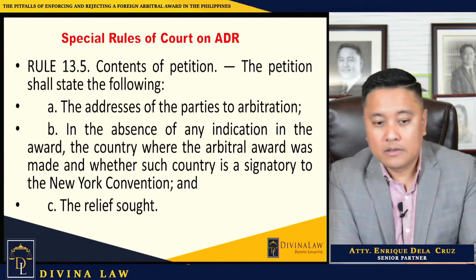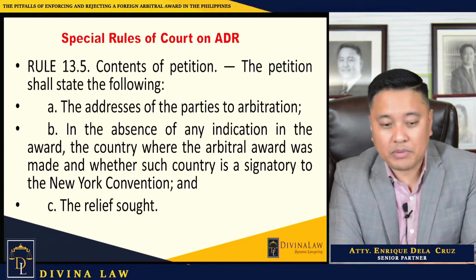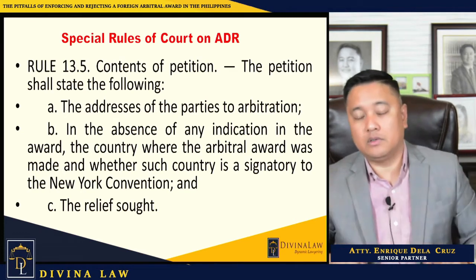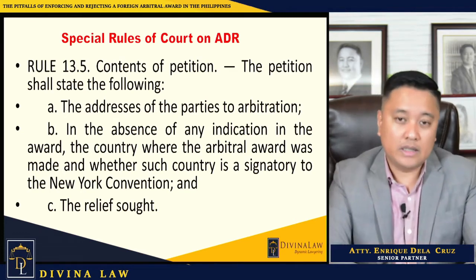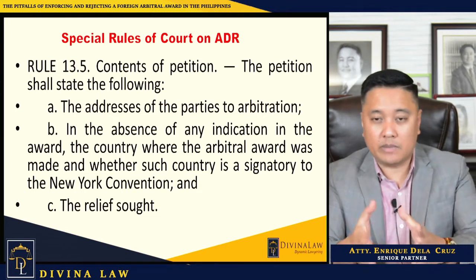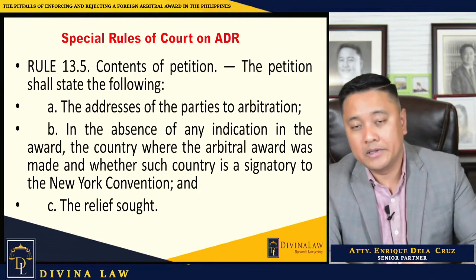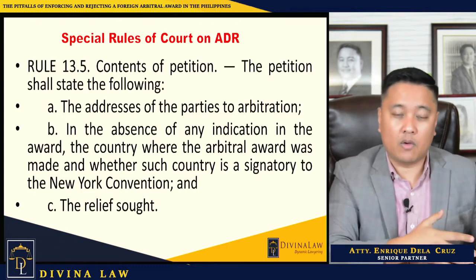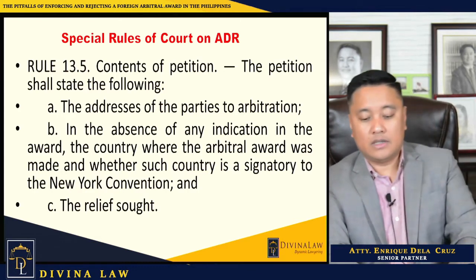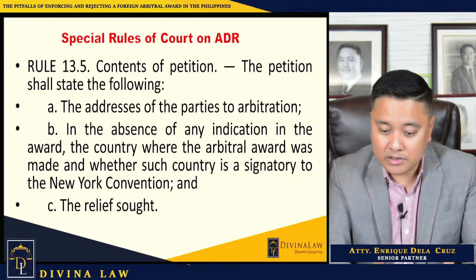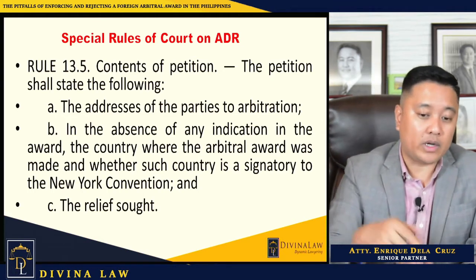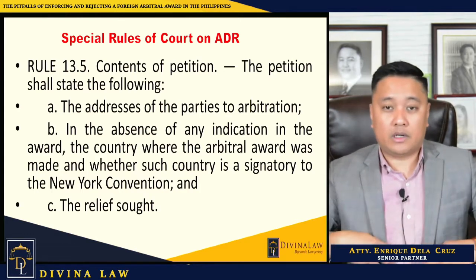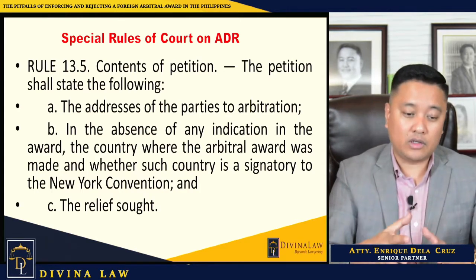First, you need to state in the petition the addresses of the parties to the arbitration. And these are the pitfalls. So, who do you sue in that petition? Of course, you will name as defendant the losing party, the one against whom the foreign arbitral award is being invoked. Now, in the absence of any indication in the award, the country where the arbitral award was made must also be stated in the petition, and whether that country is a signatory or not to the New York Convention.